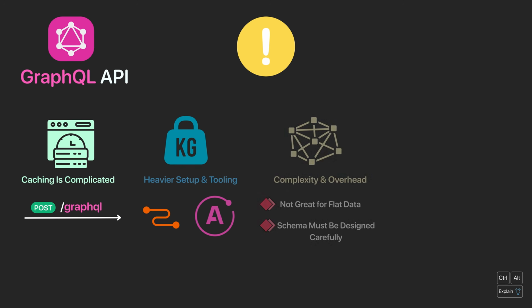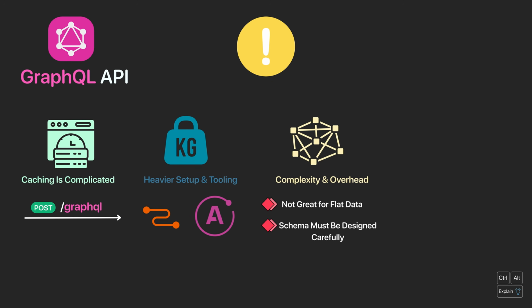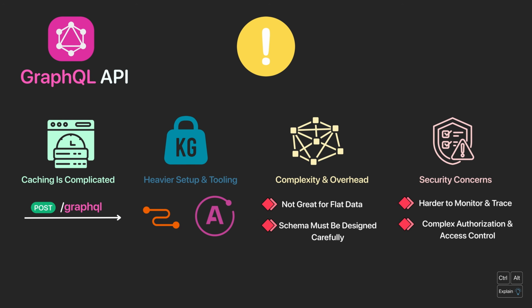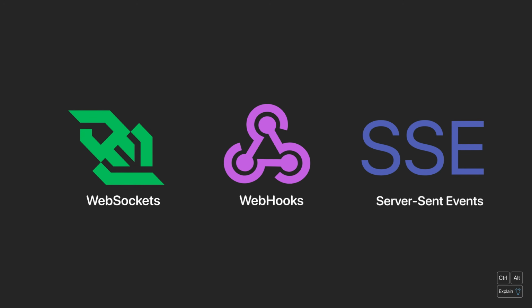On top of that, GraphQL usually comes with a heavier setup and more tooling compared to a simple REST API. There's additional complexity and overhead, especially if your schema is not modeled carefully. And because clients can request any shape of data, it introduces security challenges as well, making authorization, monitoring, and rate limiting harder to manage. And this brings us to the end of part 1.